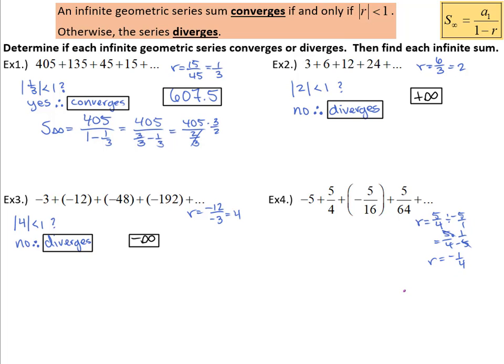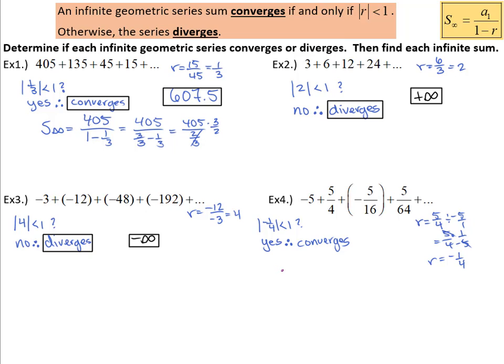So r equals -1/4. That's what they're multiplying by each time. Is the absolute value of -1/4 less than 1? Yes. Therefore, this does converge. Even though some numbers are positive and some are negative, it still converges. It kind of hones in on a single value at infinity, and we can still use our formula to find it.